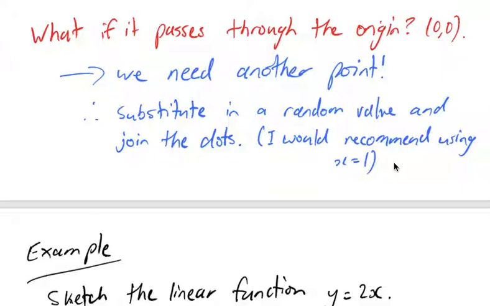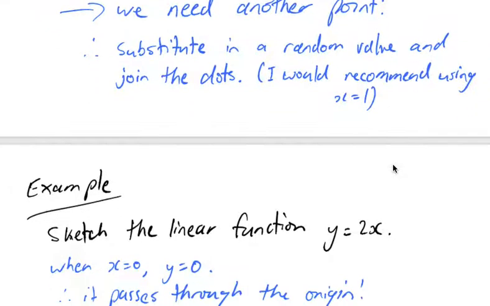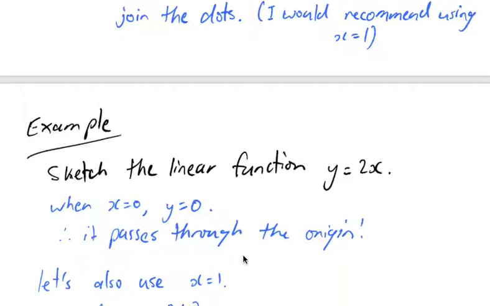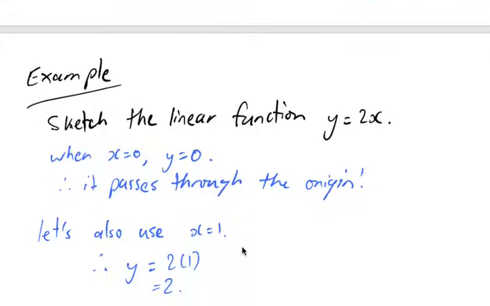If you've got to sketch the linear function, say y equals 2x, well, we can quite clearly see if we go to find our first intercept, when x equals 0, y equals 0, i.e. it passes through the origin. Our x and our y intercept are the same point. So it's not good enough to have both of them and join the dots. We need another point. I'm going to say let's also use the point x equals 1, and simply substituting that into our equation, we're going to get y equals 2 times 1, which gives us 2. And so we have our 2 points. We have 0, 0, and we have 1, 2.